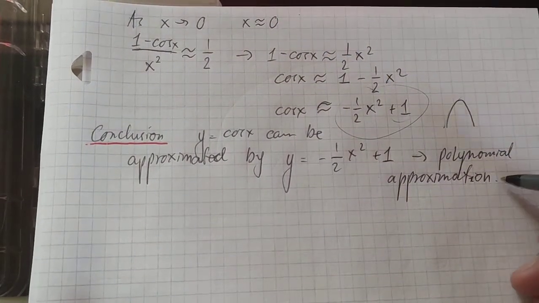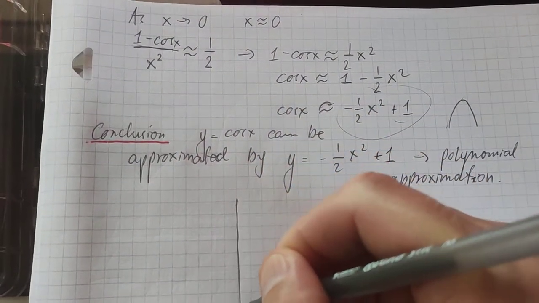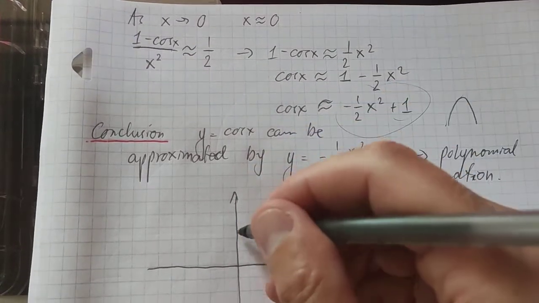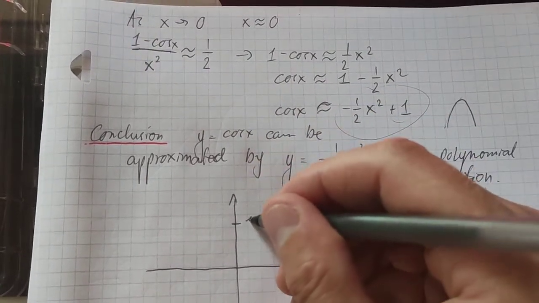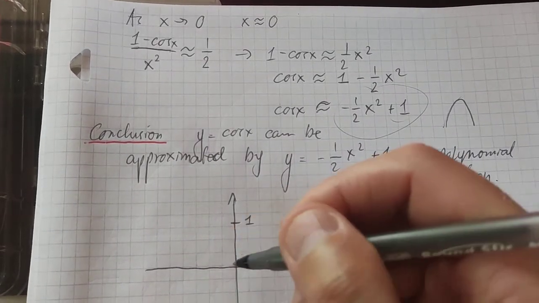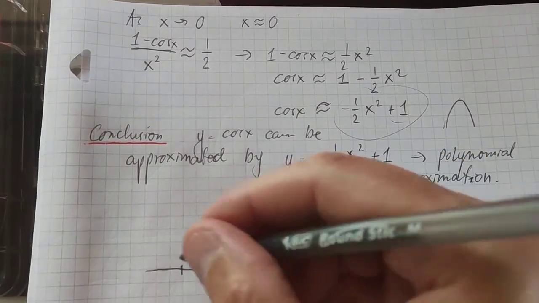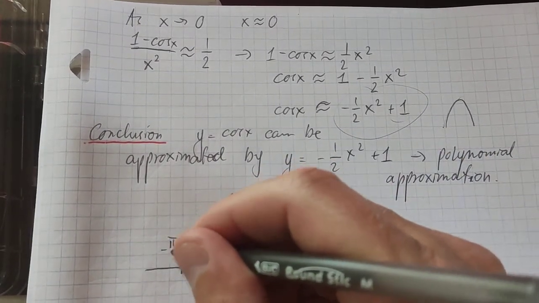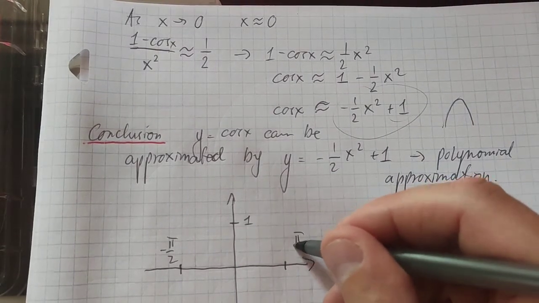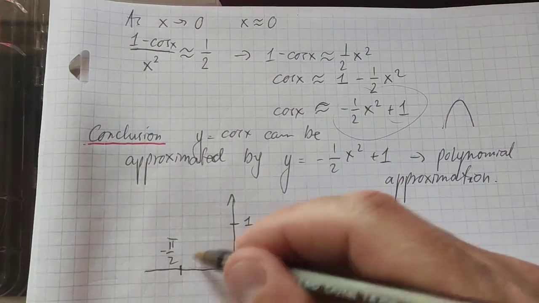Alright, so let's do one more thing about this problem. Let's look at the graph. So when I have that graph of cosine x, let's say we have 1 here, and then pi over 2 is what? Pi over 2 is a little more than 1, right? So pi over 2, negative pi over 2, pi over 2 here. Okay, so the graph of cosine would look like this, right?